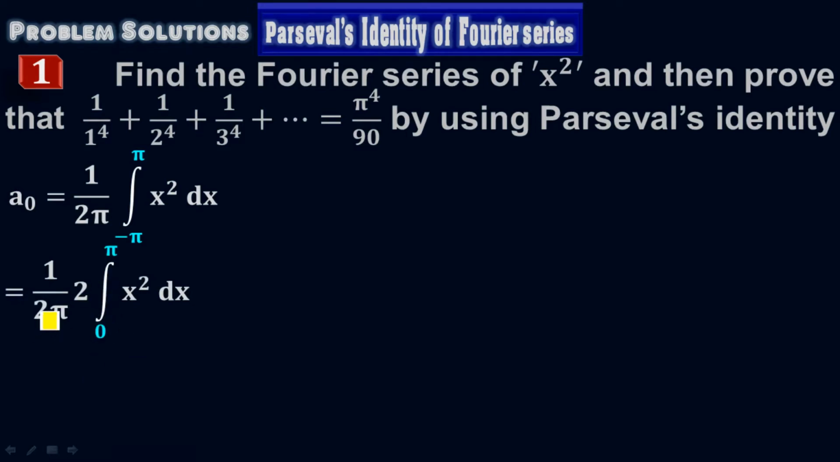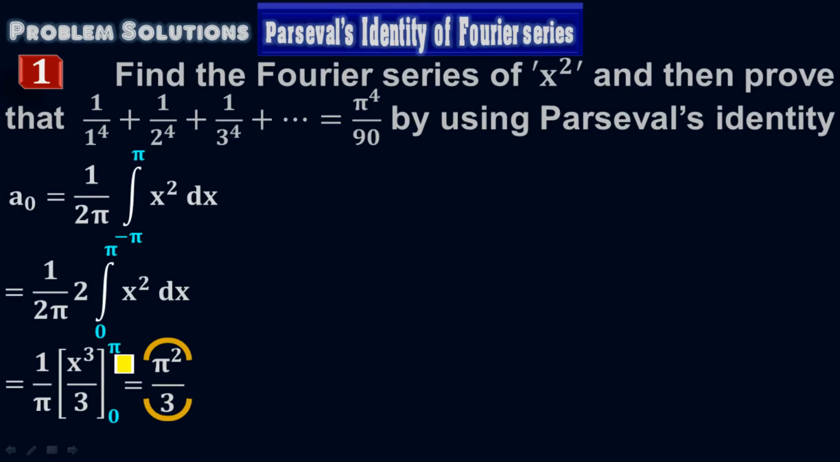So 2 cancels with the 2. Now I'm going to take the definite integral of x squared with respect to x. So we'll have 1 over pi into x cubed over 3 with the limit from 0 to pi. Take the integration. Now apply the upper limit and then the lower limit. At the end you will get pi squared over 3. This is my a sub naught.